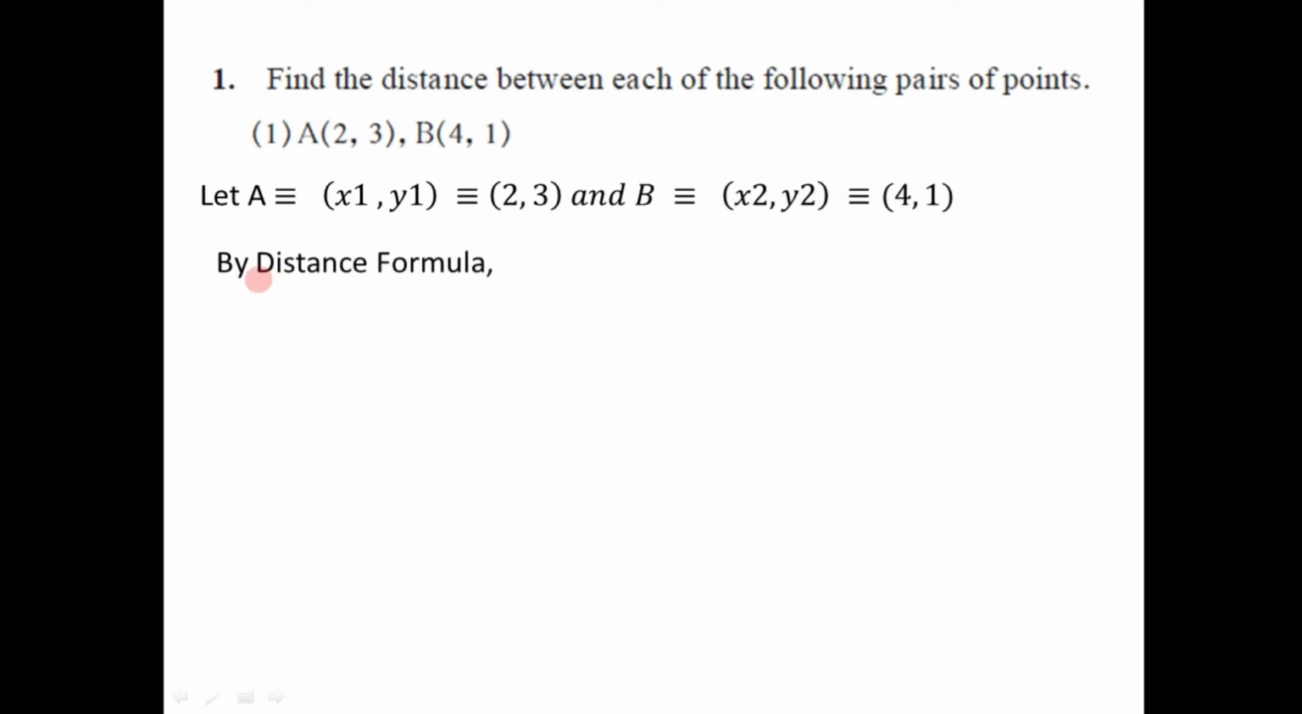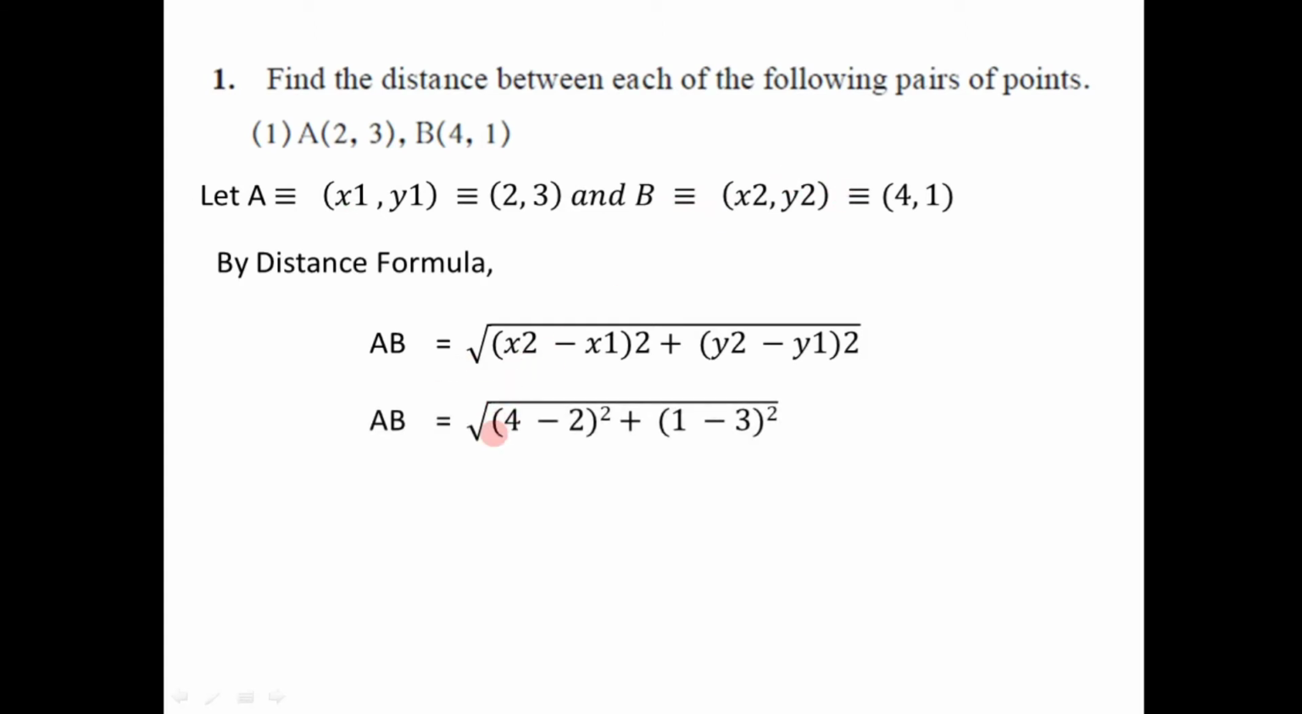Now we have the distance formula, and by the distance formula we can write the distance between these 2 points, that is AB, is equal to under root (x2 minus x1) whole square plus (y2 minus y1) whole square. So this is the formula by which we can find the distance between these 2 points, where (x1, y1) and (x2, y2) are the coordinates of these 2 given points. Now in this formula we have to just replace the values of x1, y1 and x2, y2.